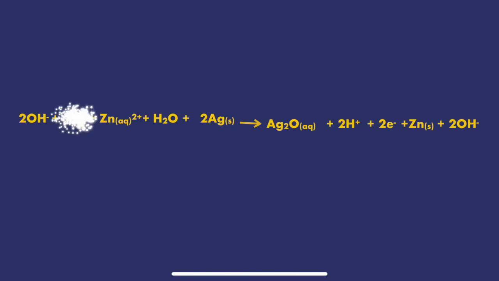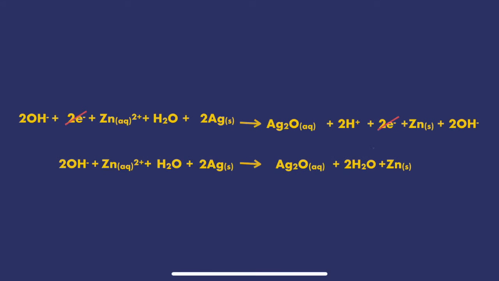Now, we need to remove the additional protons since this is a basic solution. We can balance those out by adding OH- to both sides. Next, we combine the H+ and OH- ions to form water. Finally, we cancel out the like terms once again in order to arrive at our final equation.